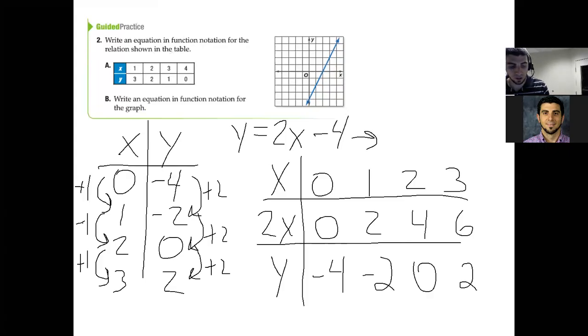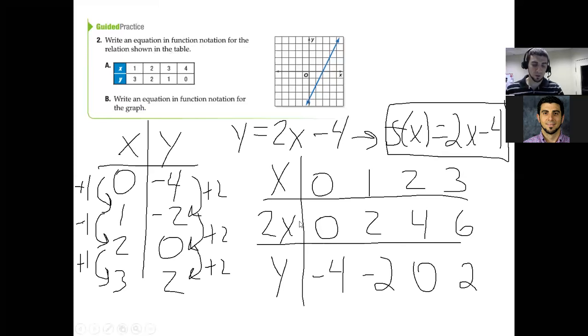So in function notation, it would be f of x equals 2x minus 4. Now if you notice, this graph here is similar to the graph of y equals 2x, or f of x equals 2x, which would pass through the origin. It's like it's shifted down, like they just took the graph and shifted it down 4 units. You see how it passes through the y-axis here. The y-intercept is negative 4. That's another way to check your answer.